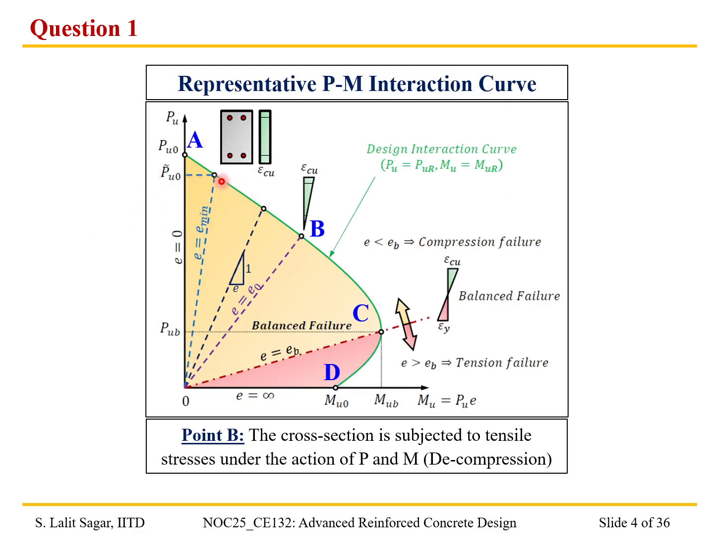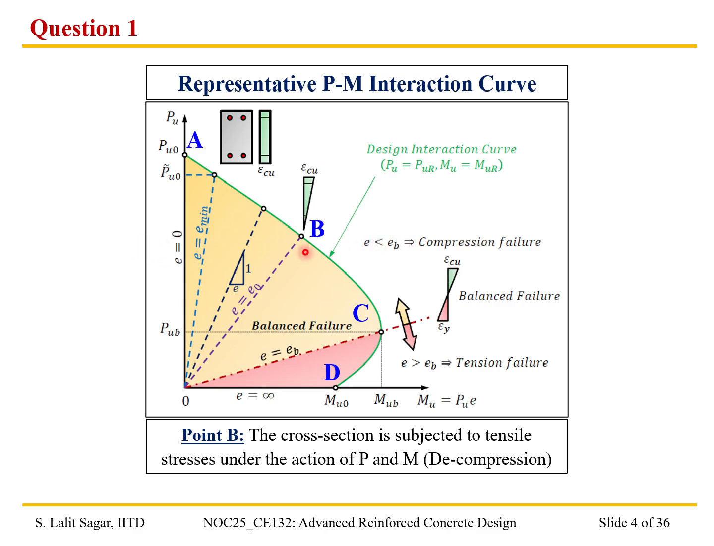So here we can see the PM interaction curve, that is for any given cross section. So what will be the axial capacity and what will be the moment capacity, right? So this is, you can say, an envelope, and if the axial load and the bending moment combination falls within this PM interaction curve, then it is considered to be safe. But if it is falling outside this curve, then it undergoes failure. Okay, that is the meaning of this PM interaction curve.